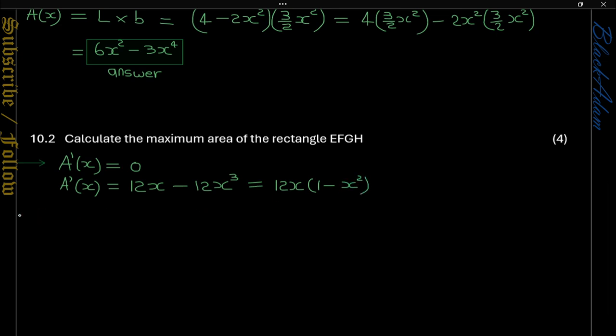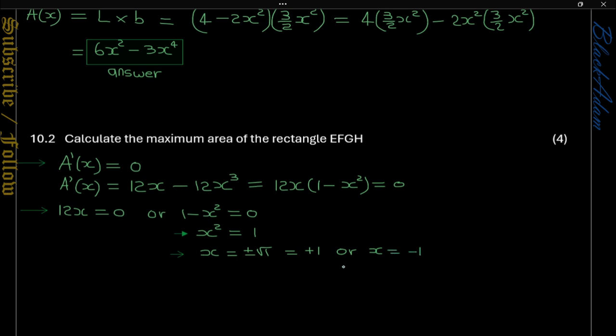So that equals 0, so that's going to be 12x is equal to 0, or 1 minus x to the power 2 is equal to 0. That means x to the power 2 is equal to 1, so x is going to be plus or minus 1, so x is going to be positive 1, or x is going to be negative 1. So obviously we take the positive part.